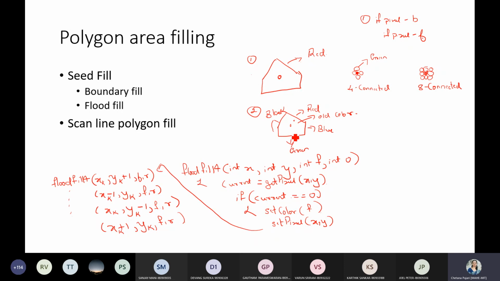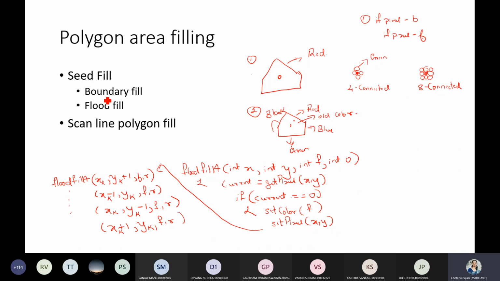And as I mentioned before, for every pixel you are going to check if it is inside. Only after knowing it is inside, you are going to continue with this algorithm. Is it clear how the boundary fill and flood fill works? No? Okay, if there is any issue, I can do it again.